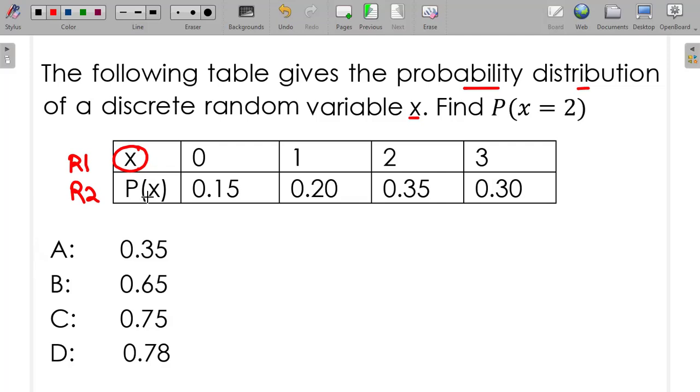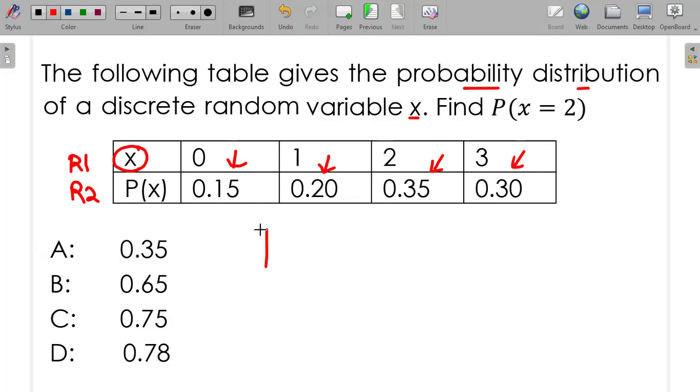You can see here that when x is 0, the probability will just be 0.15. When x is 1, the probability will be 0.20. When x is 2, the probability will be 0.35. And when x is 3, the probability will be 0.30.